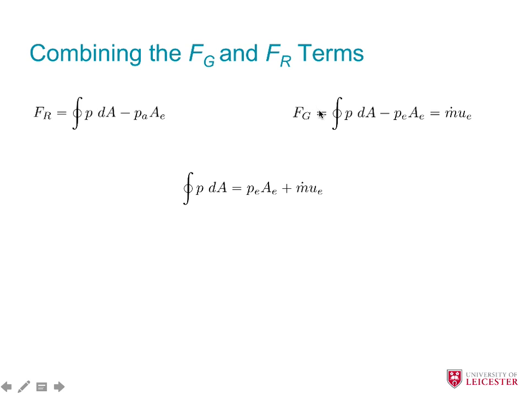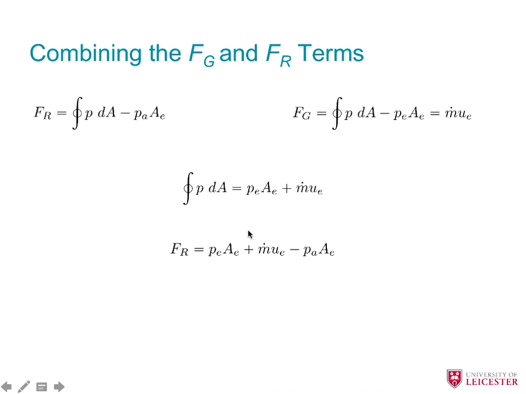So I can first of all take this expression, so I can take the force on the gas, I can write it as the surface integral of P dA minus PE AE is equal to m dot ue, and I can rearrange to make the surface integral the subject. So I end up with a term that I can use to substitute for P dA in the expression for FR. So in other words, I can rewrite the integral of P dA as PE AE plus m dot ue. So I can now substitute that into my expression for FR, the thrust on the rocket.